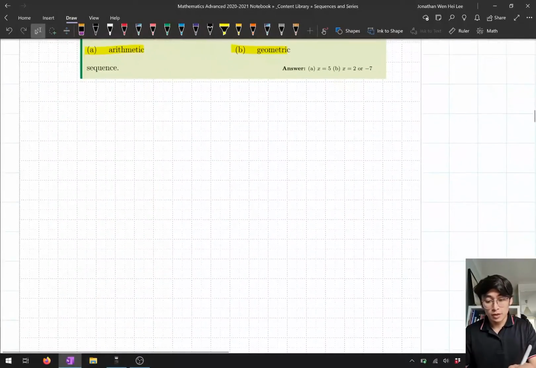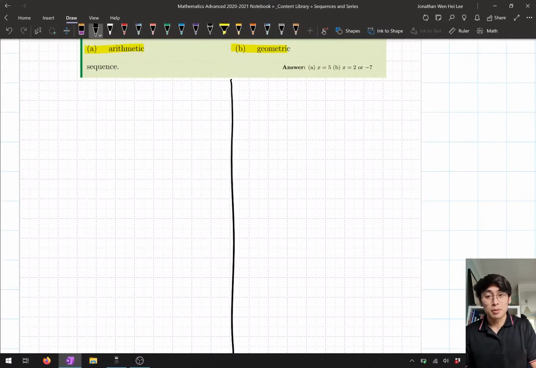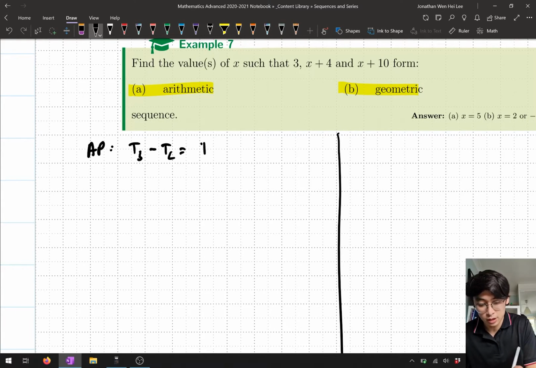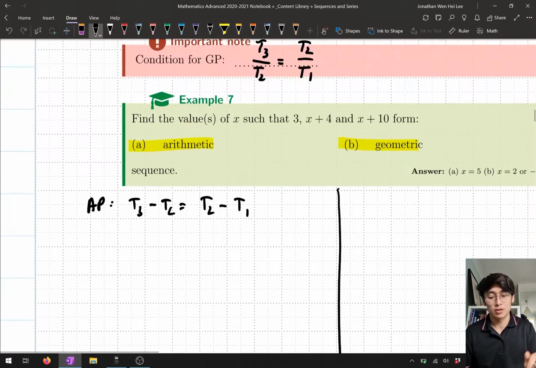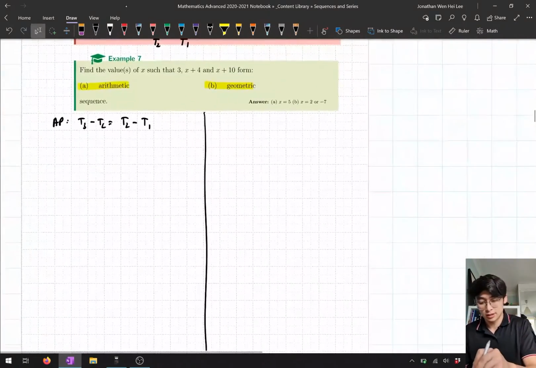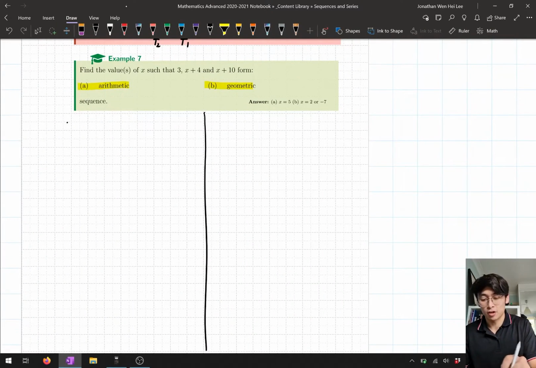Now, with an arithmetic progression, just remember, AP, the condition was that t3 minus t2 is equal to t2 minus t1. But before we do that, I realize I should probably do this instead. Let's just figure out what our terms are for our progression.